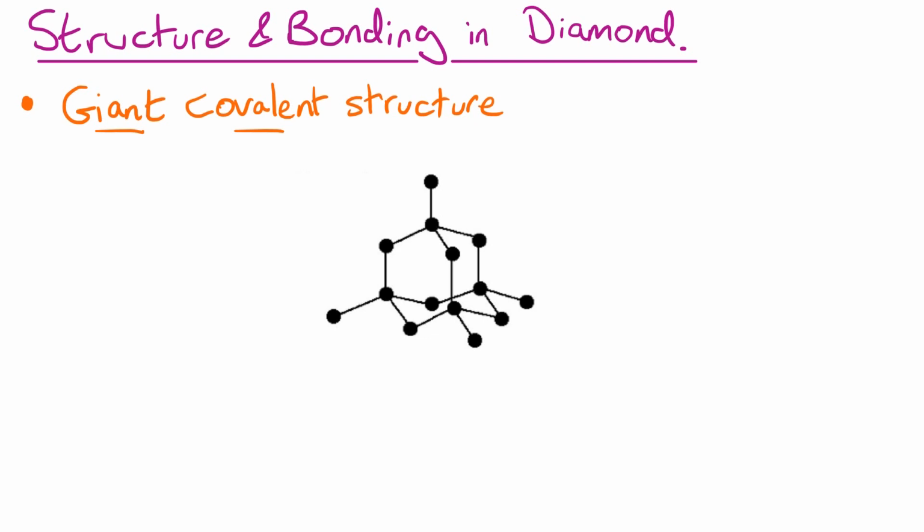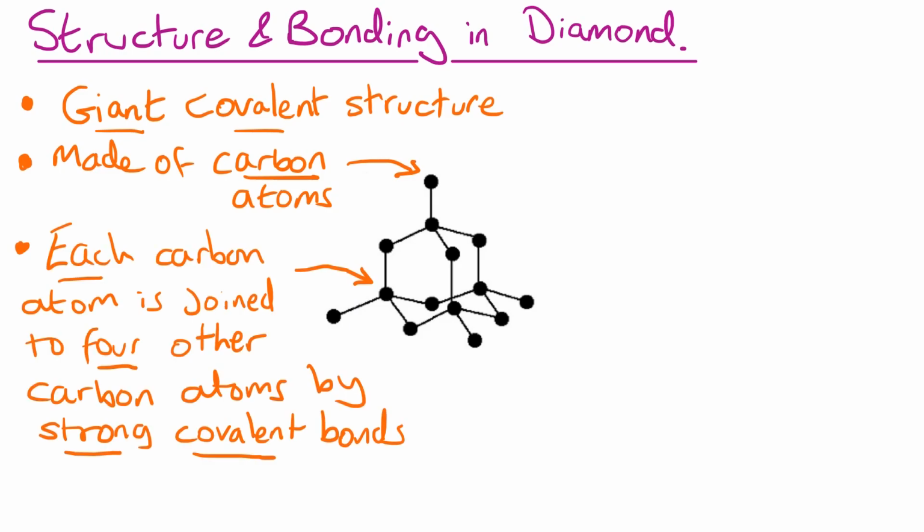The giant part means there's hundreds and thousands of atoms joined together. We're just seeing a small section of it here. And the covalent is because it's non-metal atoms joining together. In this case, many carbon atoms joining together. And we can tell from the sticks in the diagram that that's a covalent structure. Each of those sticks is a covalent bond. It's made of carbon atoms. Each of those black dots is a carbon atom. And each carbon atom is joined to 4 other carbon atoms by strong covalent bonds.